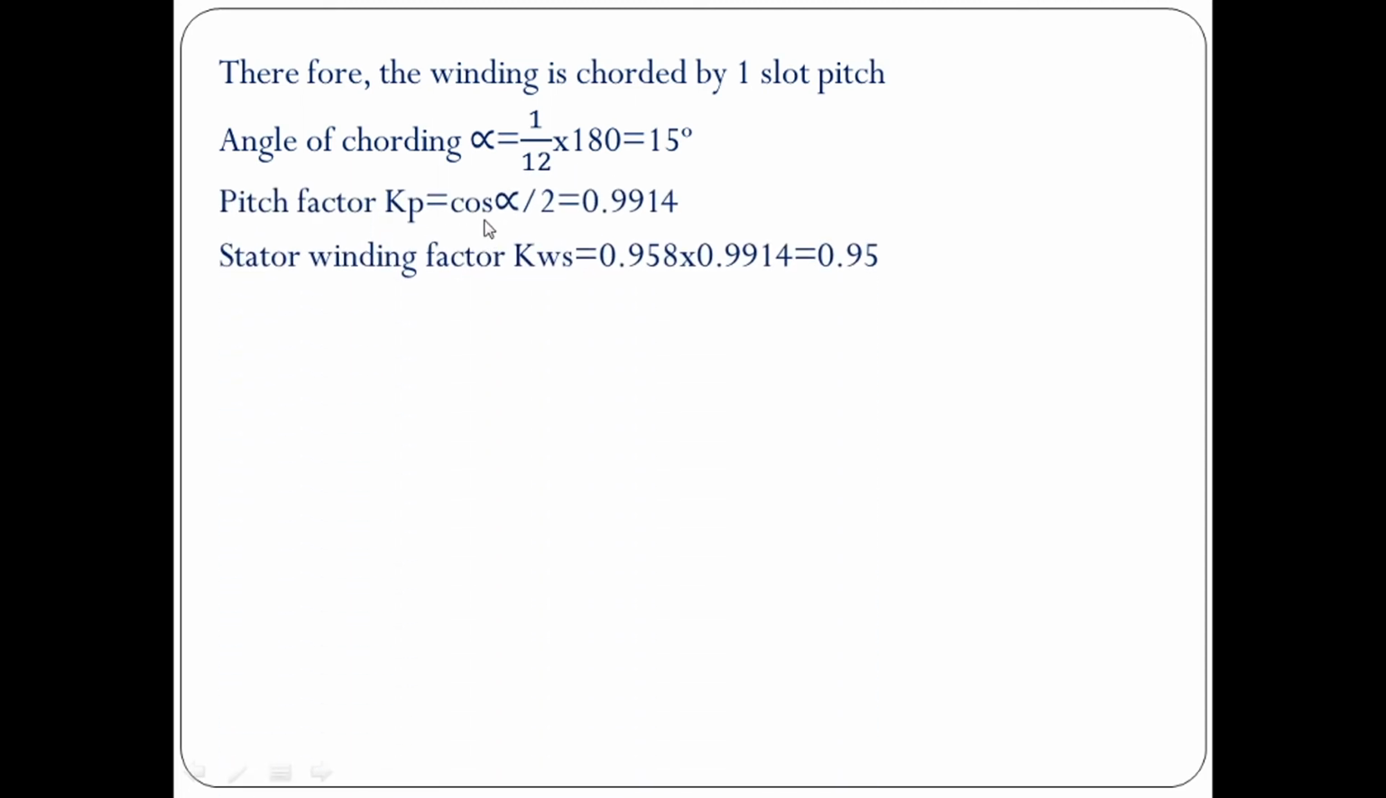So pitch factor Kp is equal to cos alpha by 2. So cos alpha by 2, that is 15 divided by 2, correct. So you will be getting 0.9914. So that is the pitch factor.